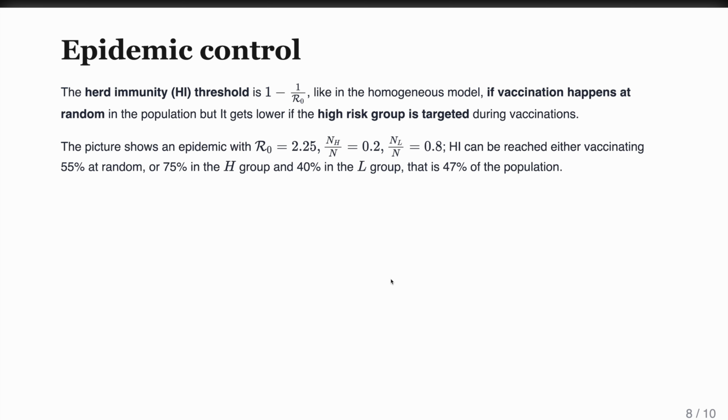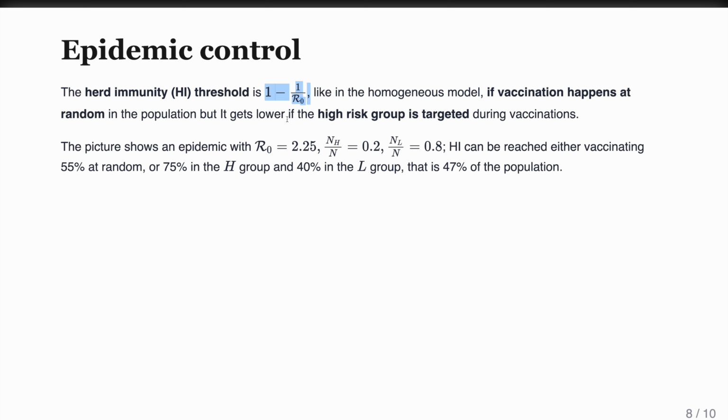Which are the consequences of this for infection control, especially through vaccination? Well, surprisingly, even if the fraction of susceptible at equilibrium is different once we consider heterogeneity, their immunity threshold is the same. It's still 1 minus 1 over R0. So if we just vaccinate people at random, we need to cover a fraction of the population which is equal to this number.